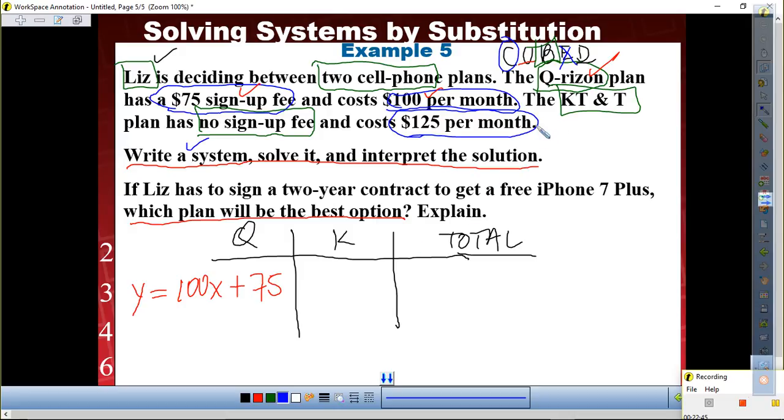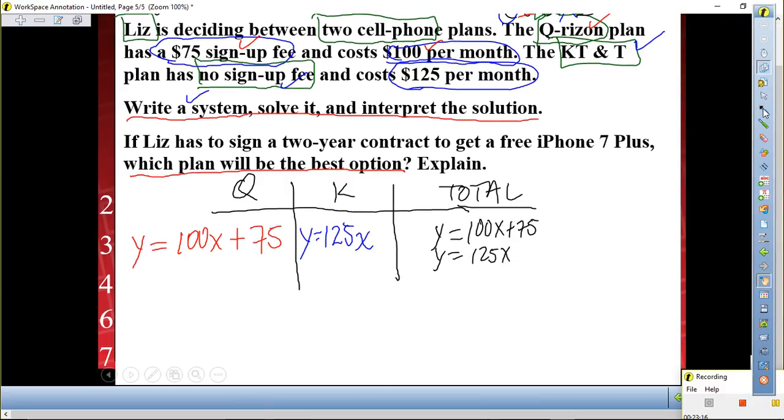I'm going to go to blue, and I'm going to do KT&T for blue. How much do they charge from the beginning? No sign-up fee. But how much per month? 125. Since we don't know how many months, it's going to be 125x. And to make it an equation, it's equal to what? Y. All right? So let's write our system right here. Y equals 100x plus 75, and Y equals 125x. Did we write a system already? Yes. Now let's solve it.